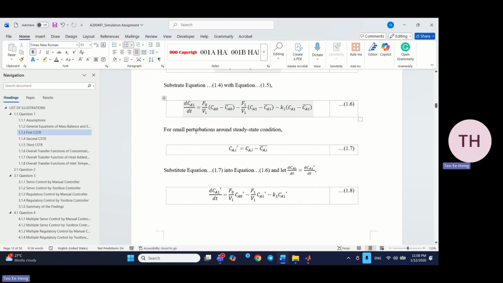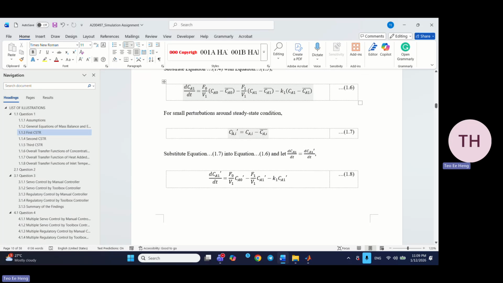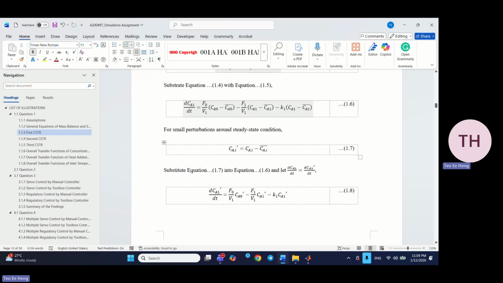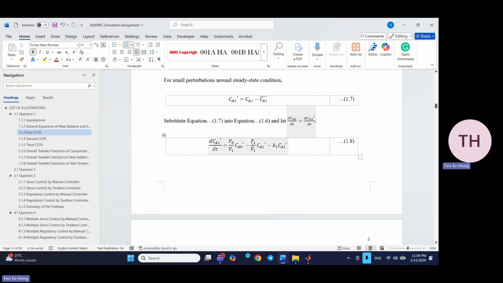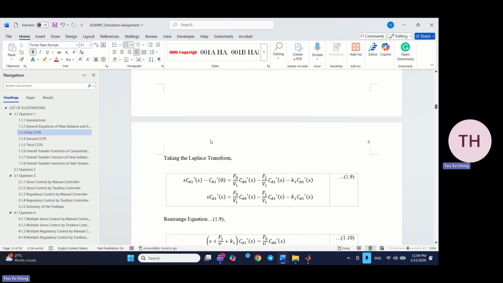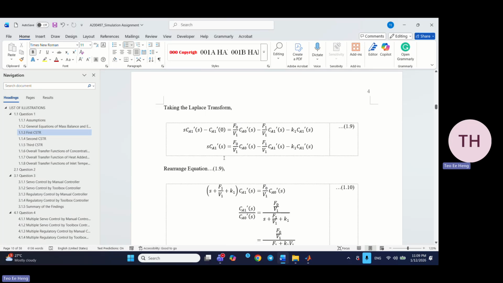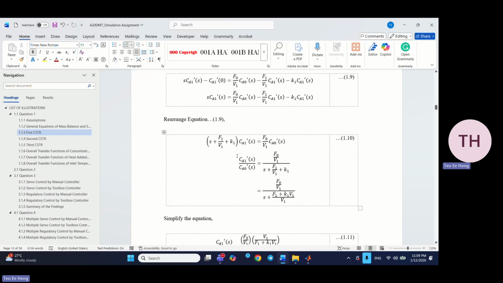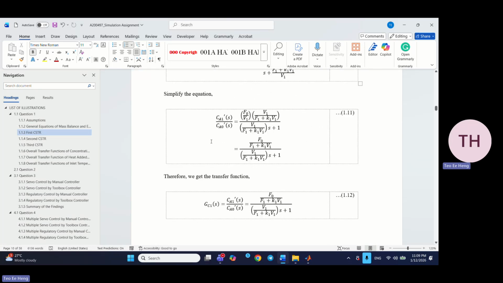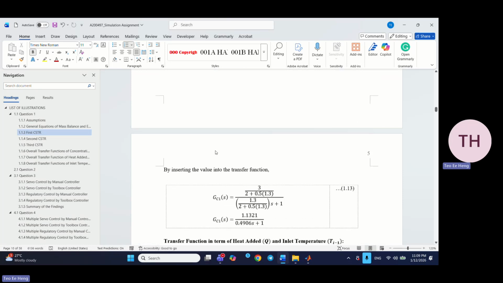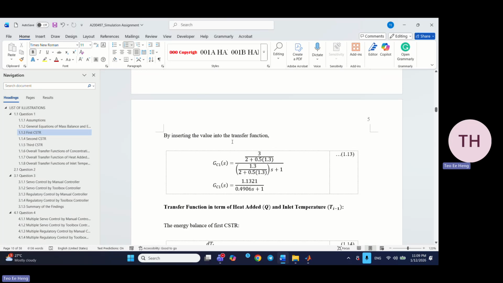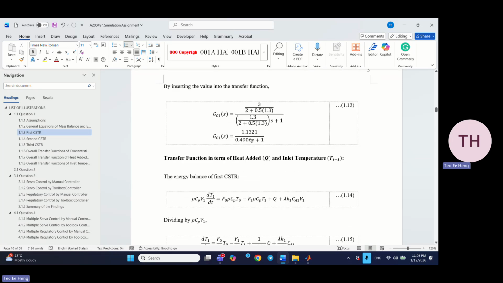For the small perturbations around the steady state condition, the equation is substituted into equation 1.6, and then we get this equation. After that, we take the Laplace transform and arrange it into this form, then simplify the equation. We can get the transfer function GC1, and then we insert the values into this transfer function.